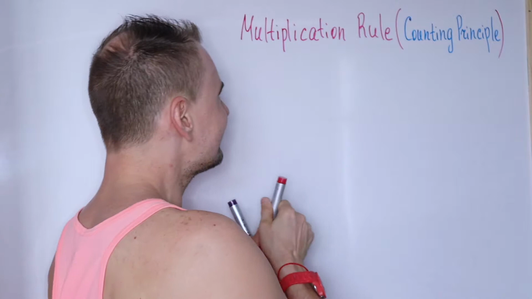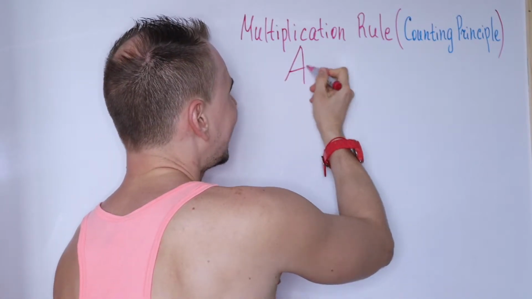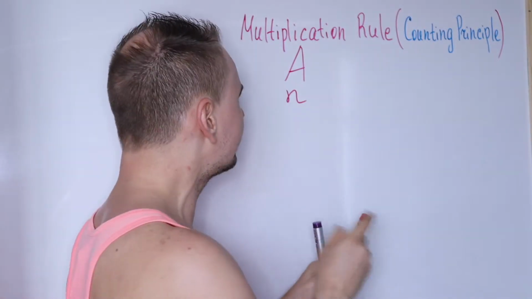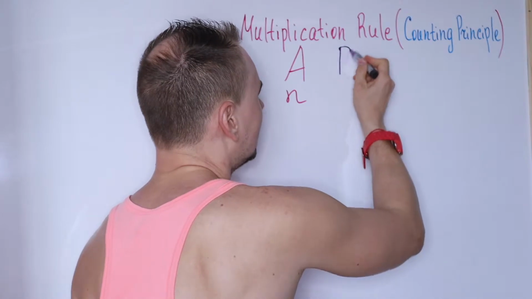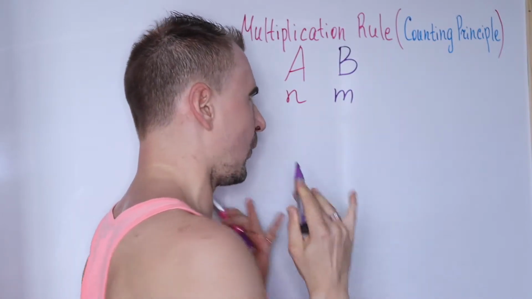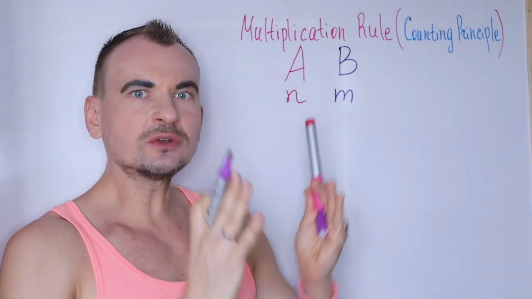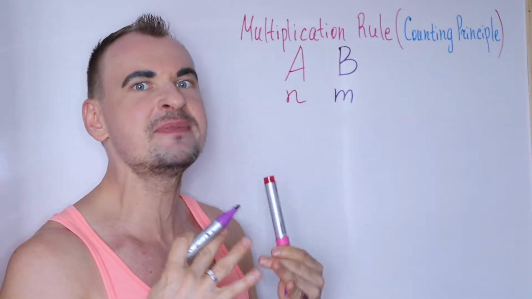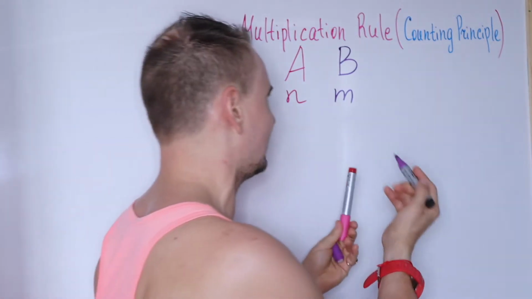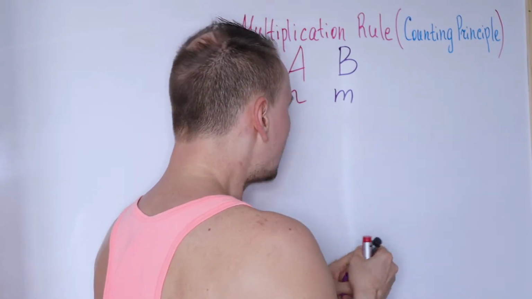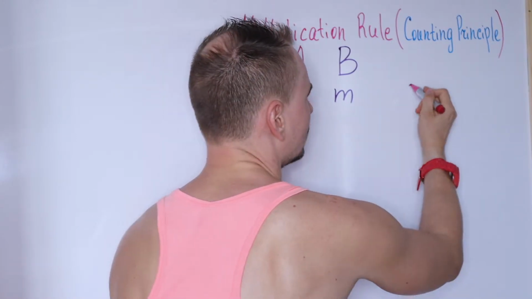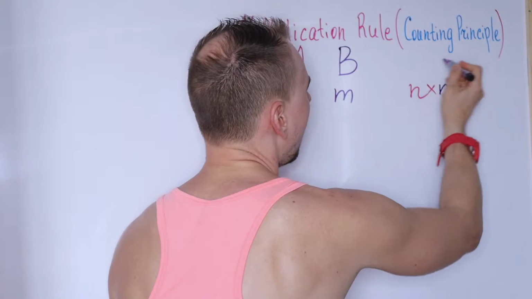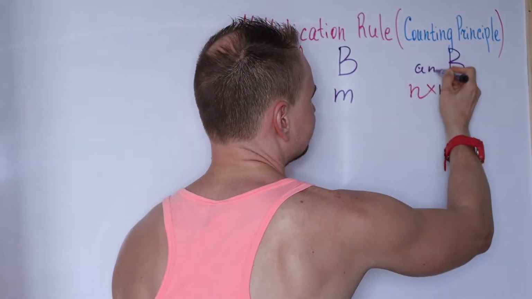Let's say event A can be carried out in n different ways, and event B can also be carried out in n different ways. Now, the total number of ways when both events A and B can be carried out successively can be found just by multiplying these two, n times n. So this is for A and B.